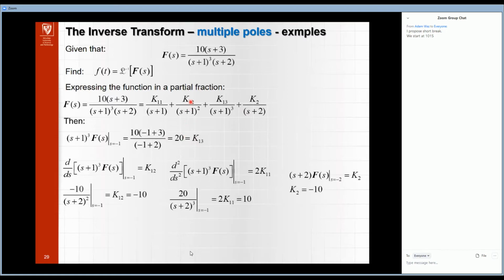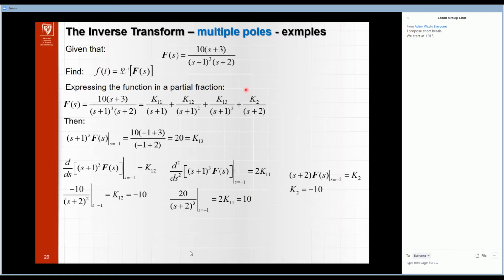And now we try to find this factor. So we have to do the differentiation here, and when we differentiate this and put here the -1, we obtain this factor. So this is the result of differentiation, and when we put -1, we obtain this factor. And the same, the second derivative for K11, and as a result we obtain the number 10.